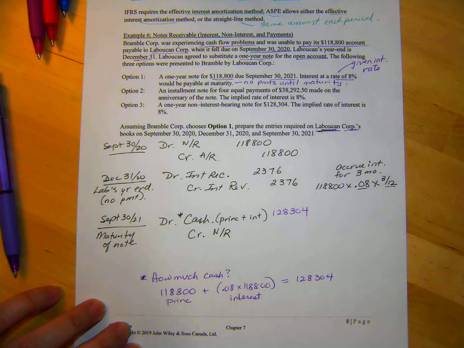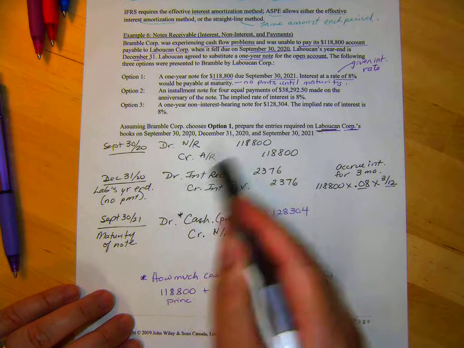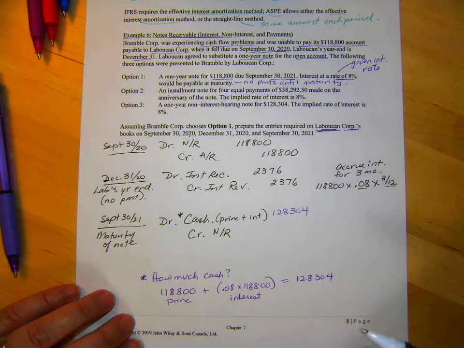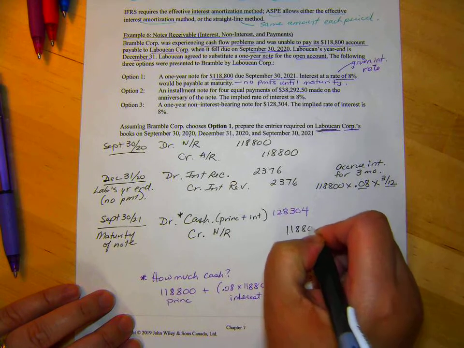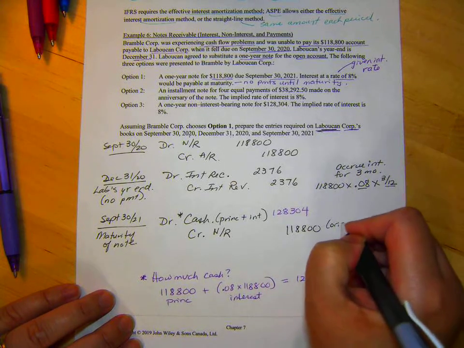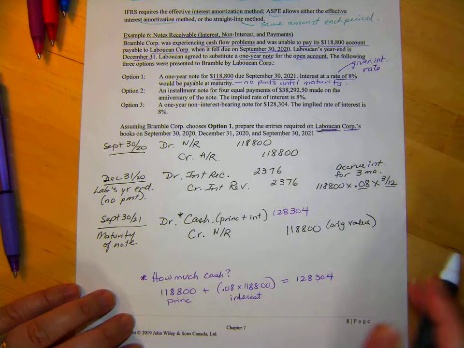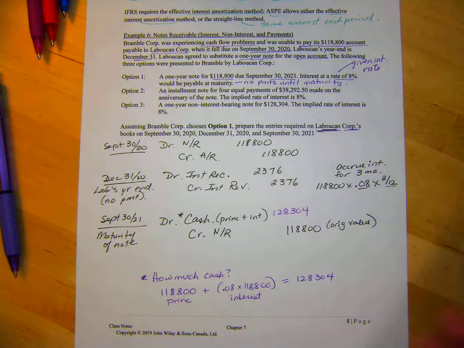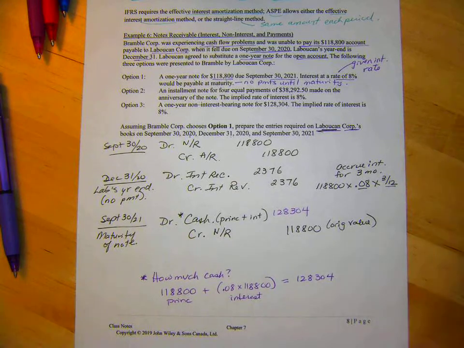Okay, now let's see the notes receivable. How much are they canceling the notes receivable off? Have we done anything with notes receivable since the beginning? No. So it's 118,800, the original value. And in these types of notes, where the interest is added on, and it's not stated in the note, it'll always be like that.